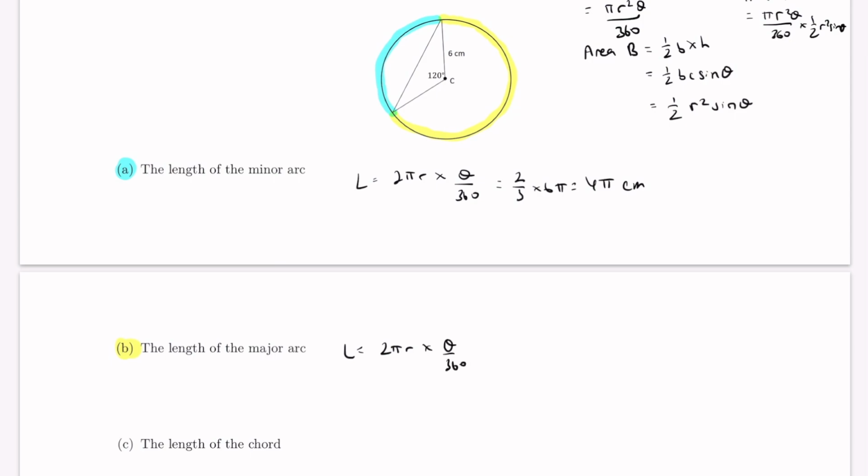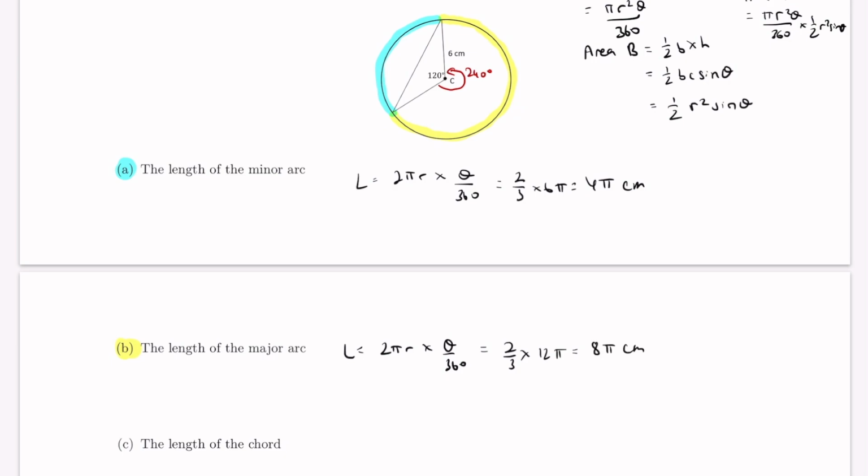So theta in this case, if it's 120 for the inside, for the smaller of the two, then it's 240 for the larger, because they have to sum to 360. Okay, so you end up getting 2/3, because 240 divided by 360 is 2/3, times 2 pi r, but r is 6, you get 12 pi. Okay, and that simplifies to 8 pi centimeters.